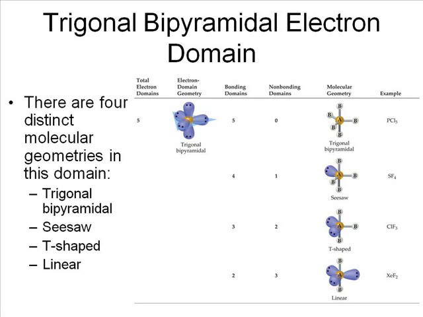So if you have all 5 electron clouds, you get trigonal bipyramidal. 4 clouds, 1 removed, you can call that a seesaw. 2 electron clouds removed, both from the equatorial position, and you get a shape called T-shaped. And if you remove 3 clouds from the central atom, you get a shape which is linear, which is interesting.